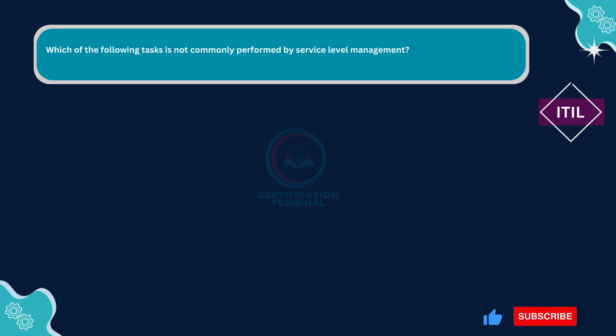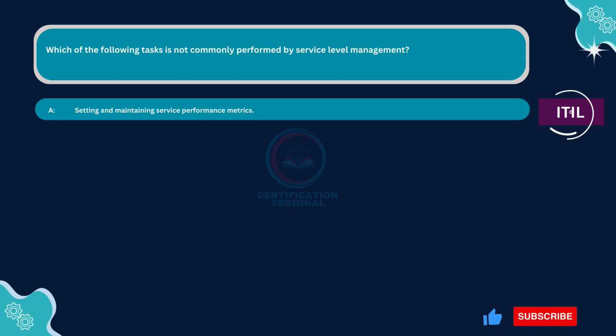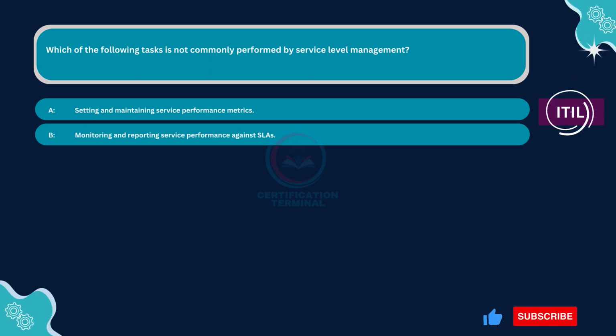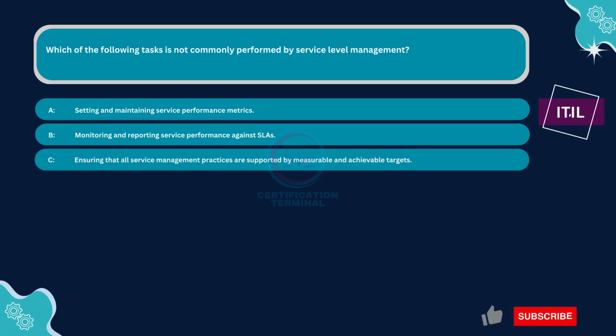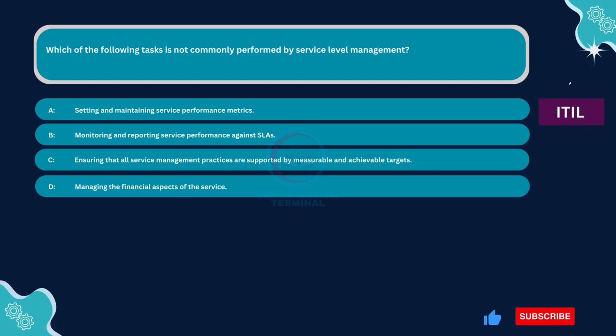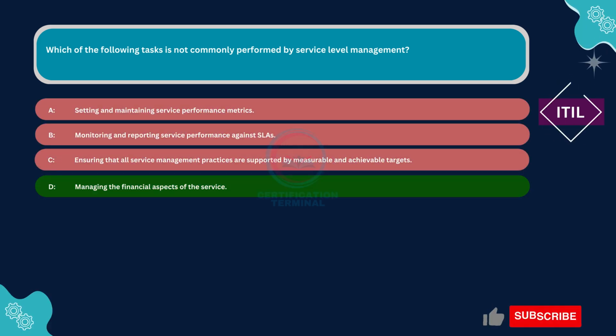Next question. Which of the following tasks is not commonly performed by service-level management? Option A, setting and maintaining service performance metrics. Option B, monitoring and reporting service performance against SLAs. Option C, ensuring that all service management practices are supported by measurable and achievable targets. Option D, managing the financial aspects of the service. The correct answer is Option D, managing the financial aspects of the service.